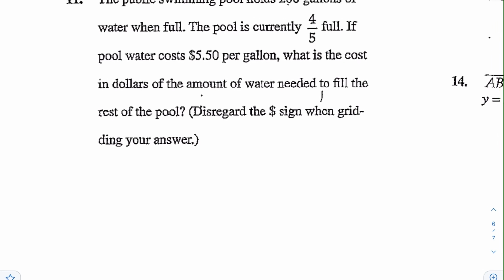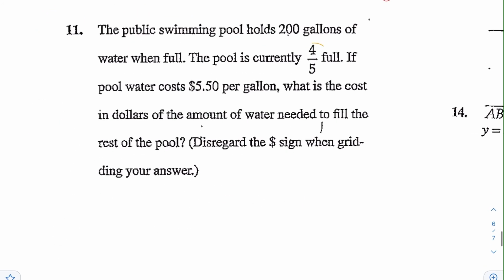All right, for number 11, the public swimming pool holds about 200 gallons of water when full. The pool is currently 4 fifths full. If pool water costs $5.50 a gallon, what's the cost in dollars of the amount of water needed to fill the rest of the pool? So it's 4 fifths full, so that means you still need 1/5. So 1/5 of the 200 means 1/5 times 200, because that means times, that will give you 40 gallons.